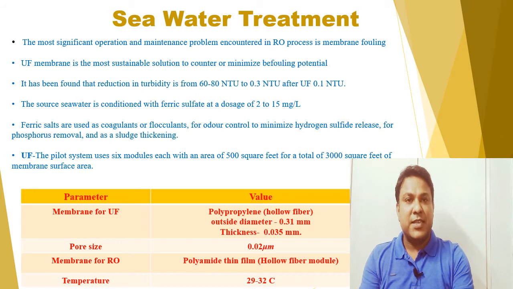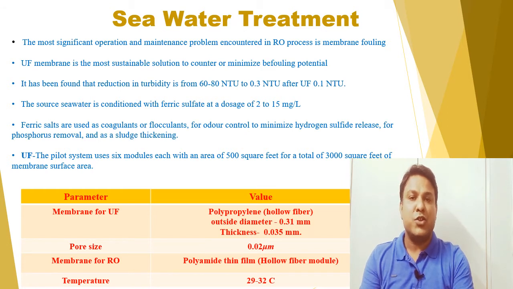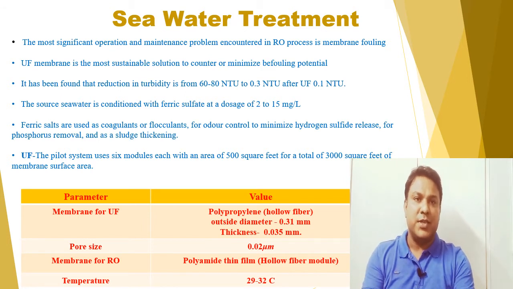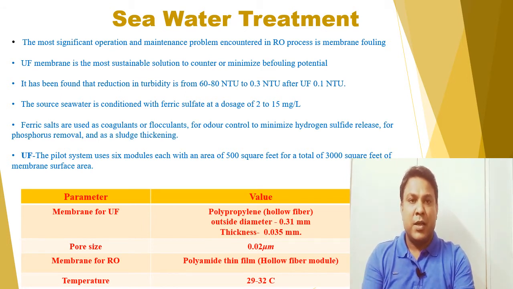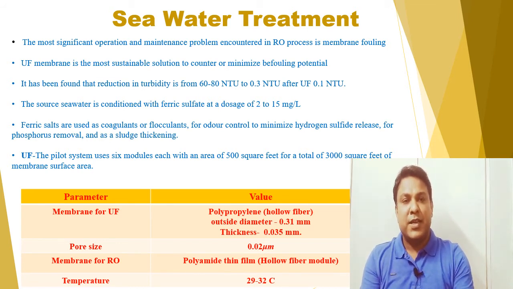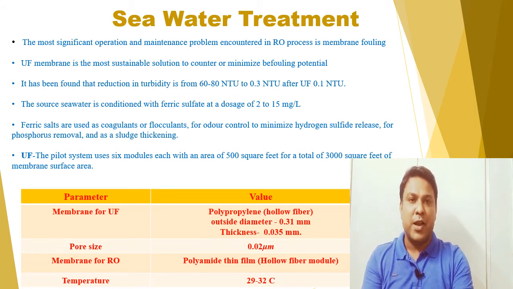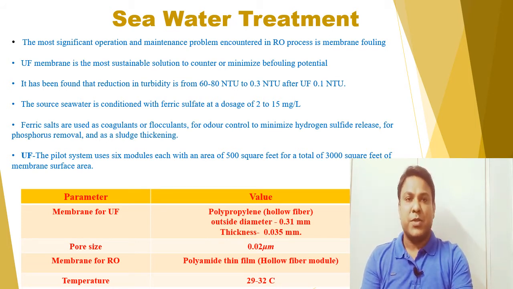UF, that is ultrafiltration, for the pilot system uses 6 modules, each with an area of 500 square feet, and gives a total of 3000 square feet of membrane surface area. So the basic uses of all these things, sedimentation, coagulating agent as well as ultrafiltration, are to increase the life of the reverse osmosis membrane in order to have a proper supply of treated water, with or without the use of remineralization, for drinking purposes from seawater to potable water.